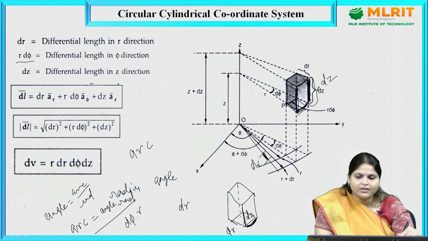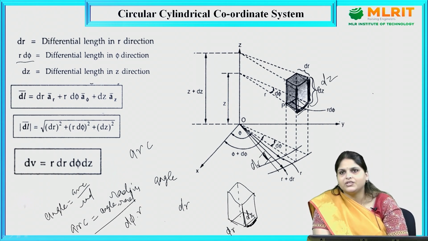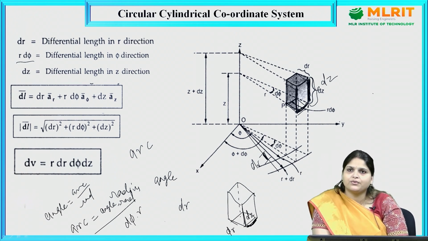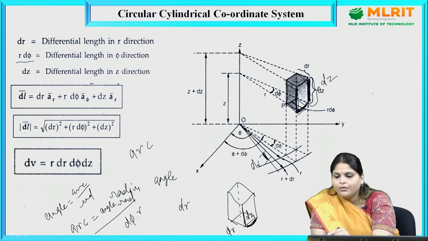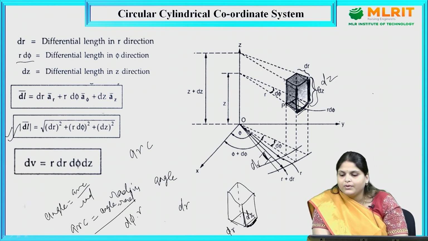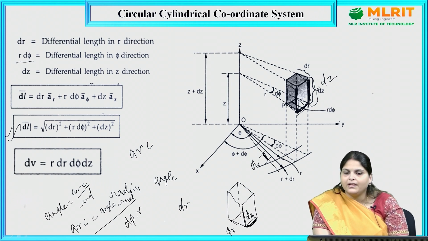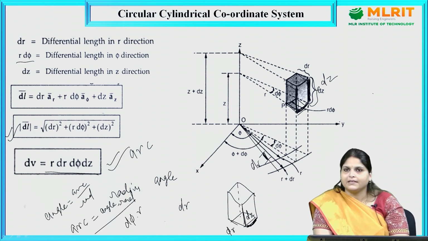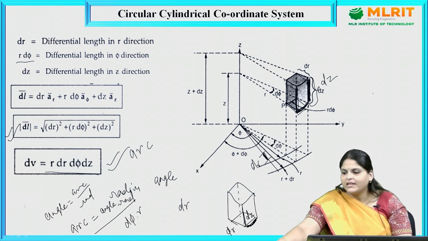Now we have got all these three lengths. So these are the differential lengths. Now if I want to write the vector, it will become dl = dr ar + r d phi a phi, because it is in the a phi direction, plus dz az. Right. Now if you want to find the magnitude of this, it will become dl equals under root of dr square plus r d phi square plus dz square. And because we have three different lengths, we can get dV, the differential volume, which will be given by r dr d phi dz. Let's move to the next slide.